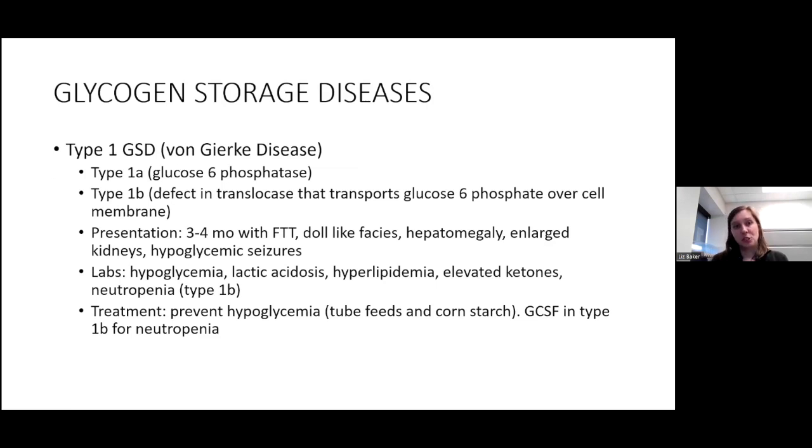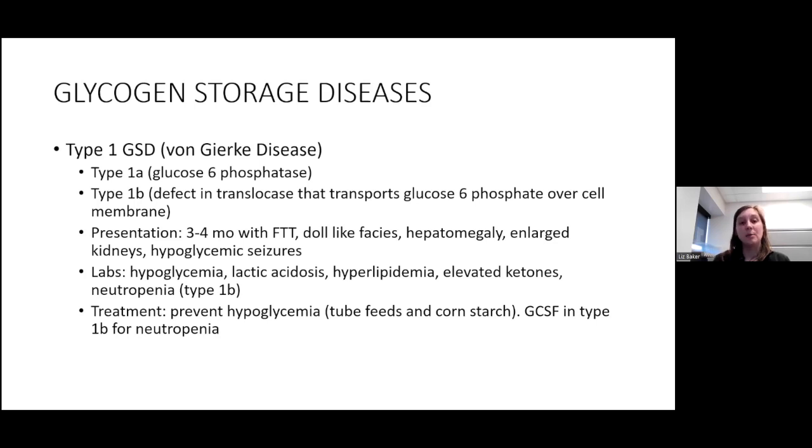Next is glycogen storage diseases. I'm going to go over a couple of them, not all of them, because that would take another lecture. There's type 1 GSD or von Gierke's disease. Type 1A is glucose 6-phosphatase deficiency, and type 1B is a defect of transporting that glucose 6-phosphate over the cell membrane. The presentation is usually around 3 to 4 months of age with failure to thrive, doll-like faces, hepatomegaly, enlarged kidneys, and hypoglycemic seizures. Your labs will show hypoglycemia, lactic acidosis, hyperlipidemia, elevated ketones, and neutropenia in type 1B. So type 1B only has a neutropenia, not 1A.